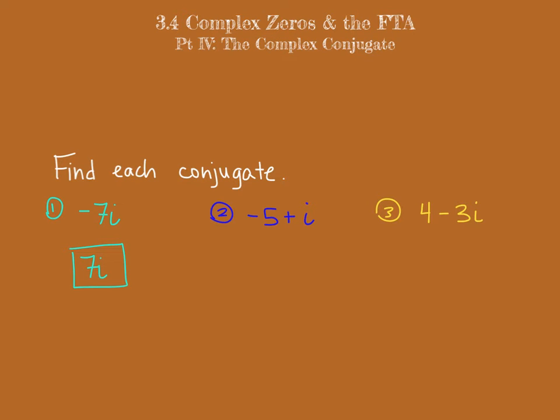In number 2, we have the complex number -5 plus i. Its conjugate would have the same real part, -5, but then an opposite imaginary part. So instead of plus i, it would be minus i, so -5 minus i. And for number 3, the complex number is 4 minus 3i, and so its conjugate would be 4 plus 3i. Yes, this is as simple as it seems.